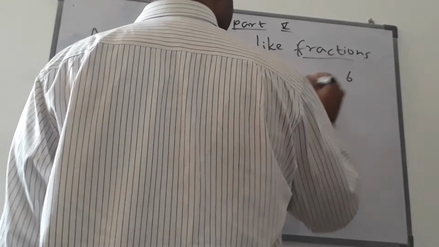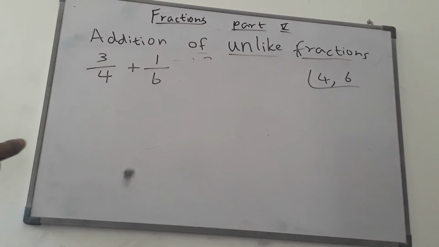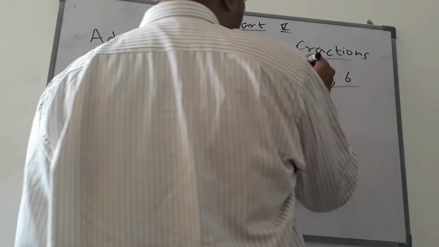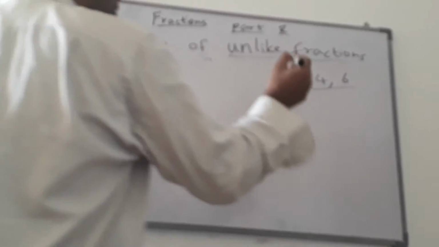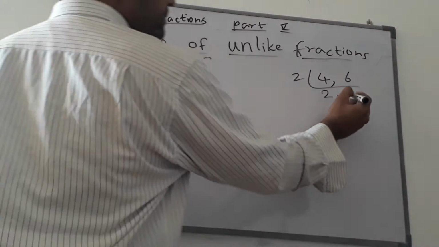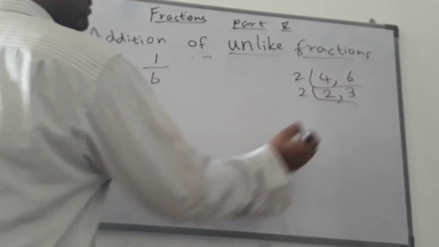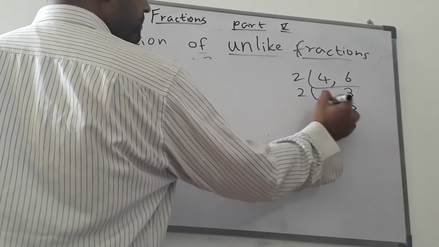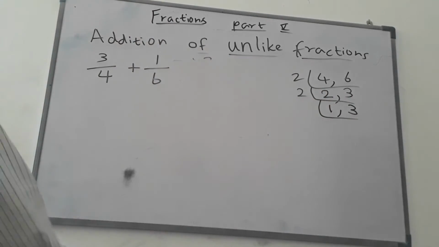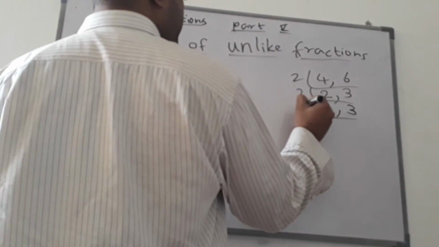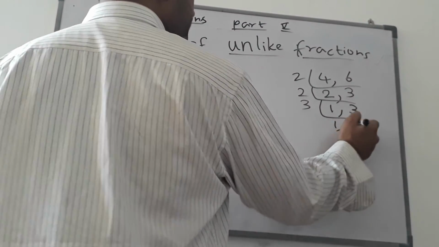4 and 6. Now we have to do the prime factorization. What is the least prime factor? 2. And 4 and 6 both are divisible by 2. 4 means 2 times 2, 6 means 2 times 3. Again we can divide by 2 because there is another multiple of 2 here. So 2 times 1 and 3. And there is a 3 here. Okay, next prime factor is 3, and 3 is divisible by 3.